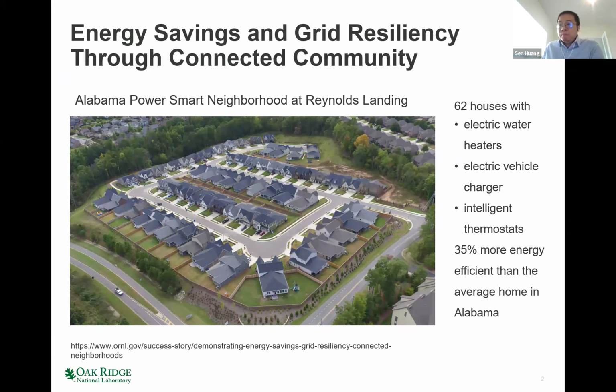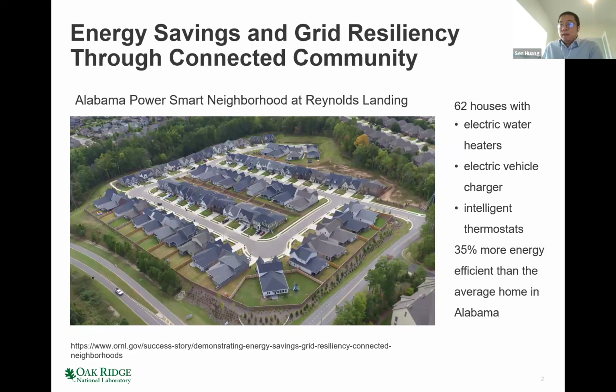The purpose of creating this community is to demonstrate advanced building technology, to see how well they are in terms of technical readiness for large-scale deployment. To serve the demonstration purpose, the community applied a very strict energy standard. With that, they achieve a very high energy efficiency.